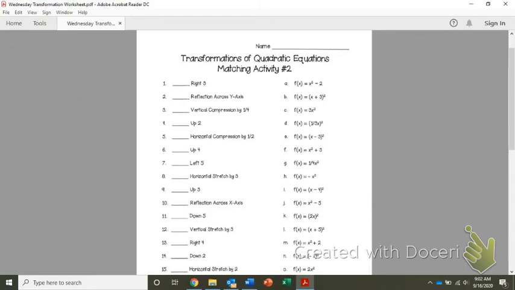Now, there's a couple ones I want you to fill in. So, for number 2, I want you to write N. For number 5, I want you to write K. For 8, I want you to write D. And 15, I want you to write P. So, you can mark N, K, D, and P off your list.